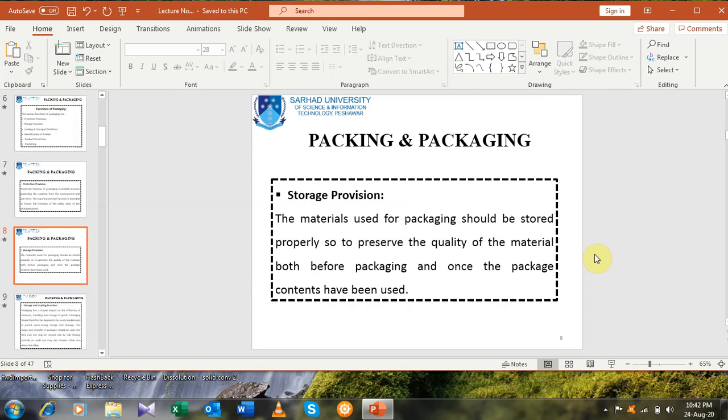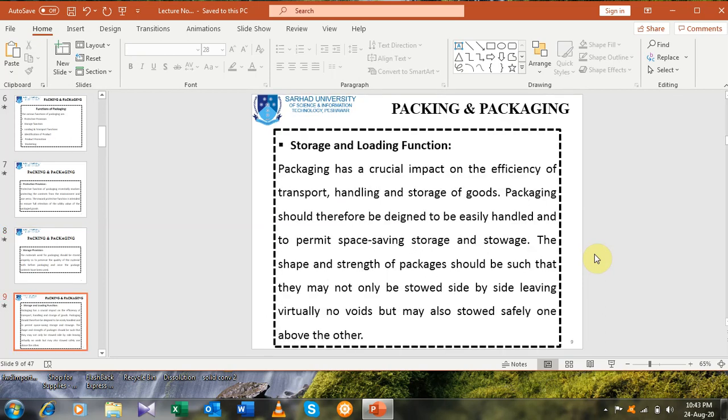The second one is storage provision. The material used for packaging should be stored properly, so as to preserve the quality of the material, both before packaging and once the package contents have been used. Then it provides storage provision. And the third one is the storage and loading function. Packaging has a crucial impact on the efficiency of transport, handling, and storage of goods. Packaging should therefore be designed to be easily handled during transportation, during carriage from one area to another, and to permit space-saving storage and stowage.